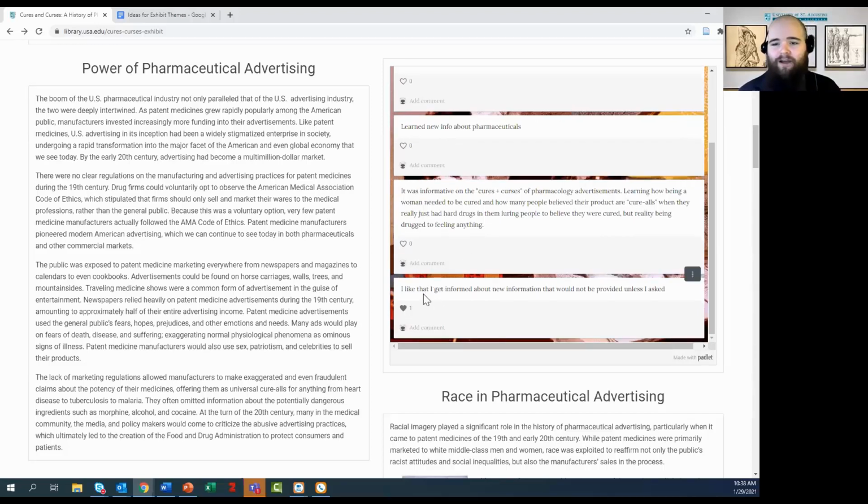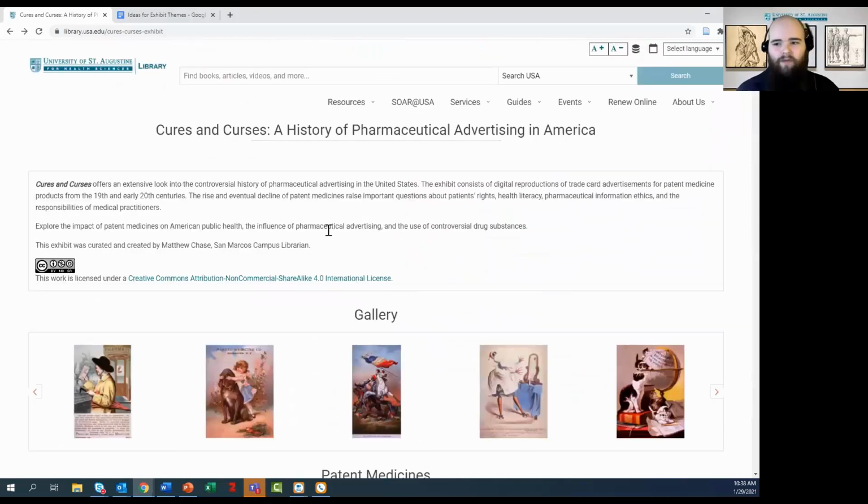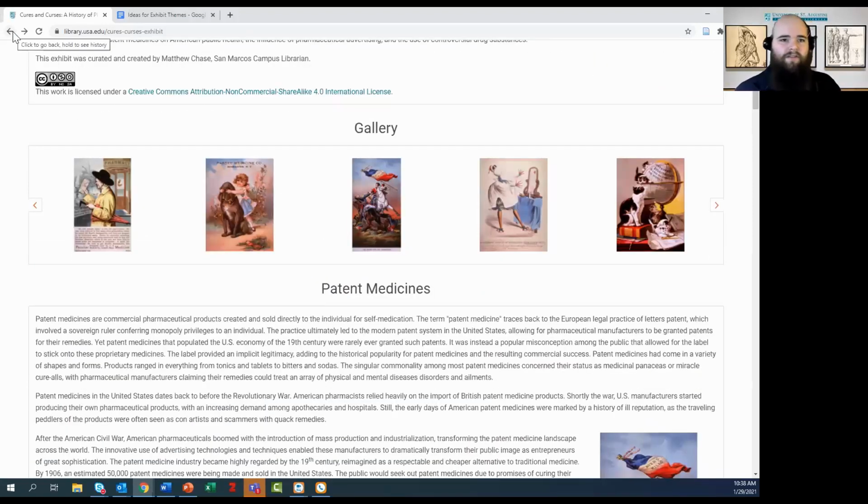And others, like I really love this comment where it was like, I like that I get informed about new information that I would not have been provided otherwise unless I asked. So yeah, I really like that comment a lot. And that's really the point too, it's supposed to be acting as a self-directed learning experience in particular, at least in terms of how these stood not only on campus, but also digitally as well. But yeah, are there any particular questions about these two exhibits before I move on into what you can do with them?